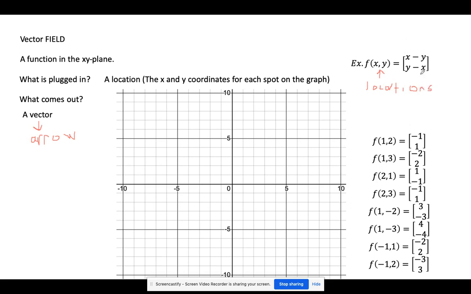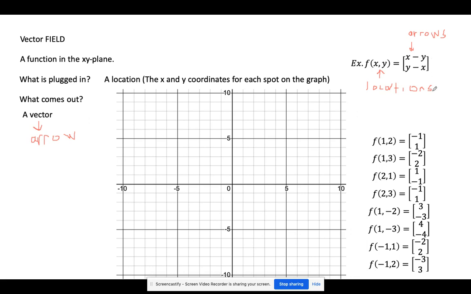And what comes out of this, in these brackets, these are arrows. They're going to tell us which way our arrows point and how much. The first number is how far it points left or right. The second number is how far it points up or down.